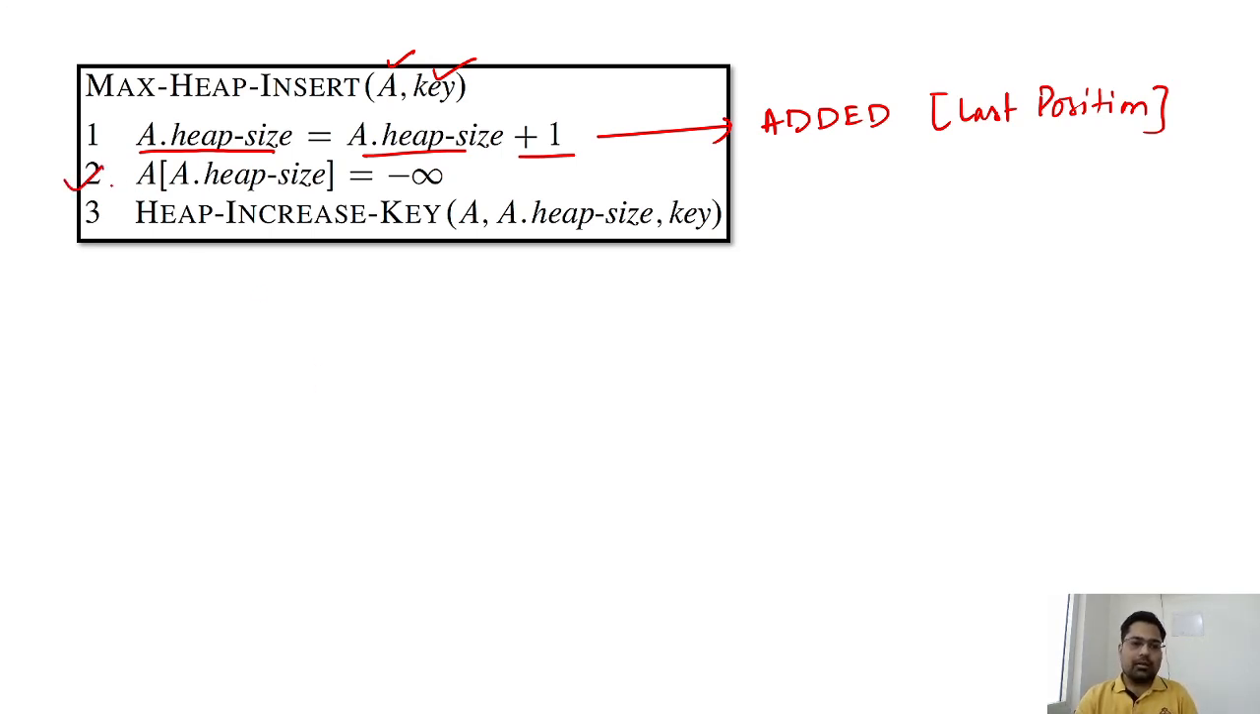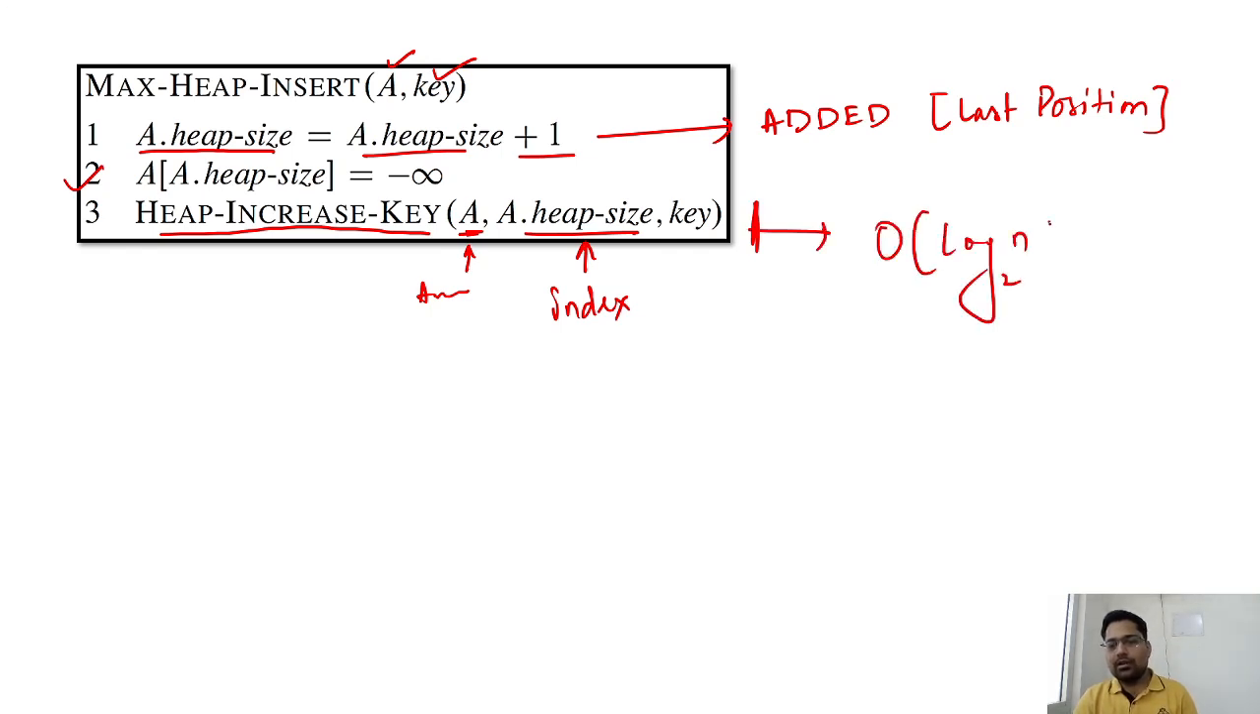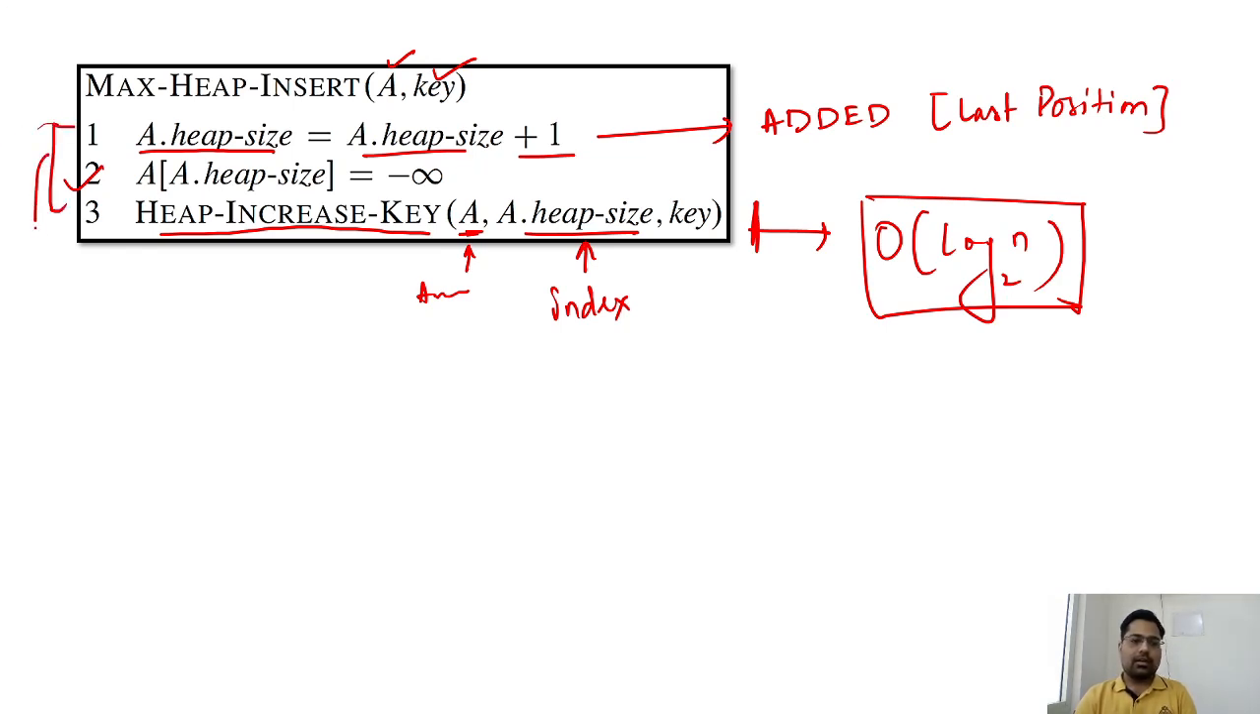Once it is done, we call heap increase key, which we discussed recently. It takes the array, the heap size as your index, and the key which you are going to insert. For this reason, the time complexity is big O of log base 2 n, as we discussed recently, because of the height. These other conditions are simply the two terms we are using, so their time complexity would be big O of 1.